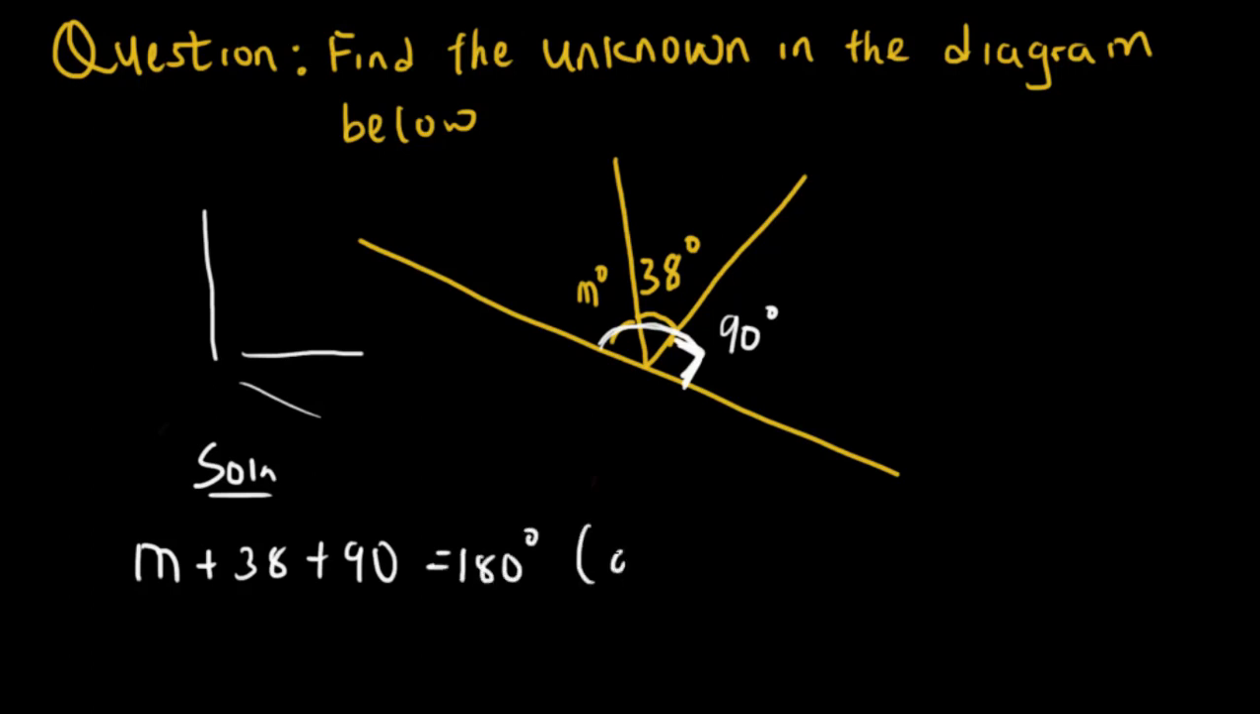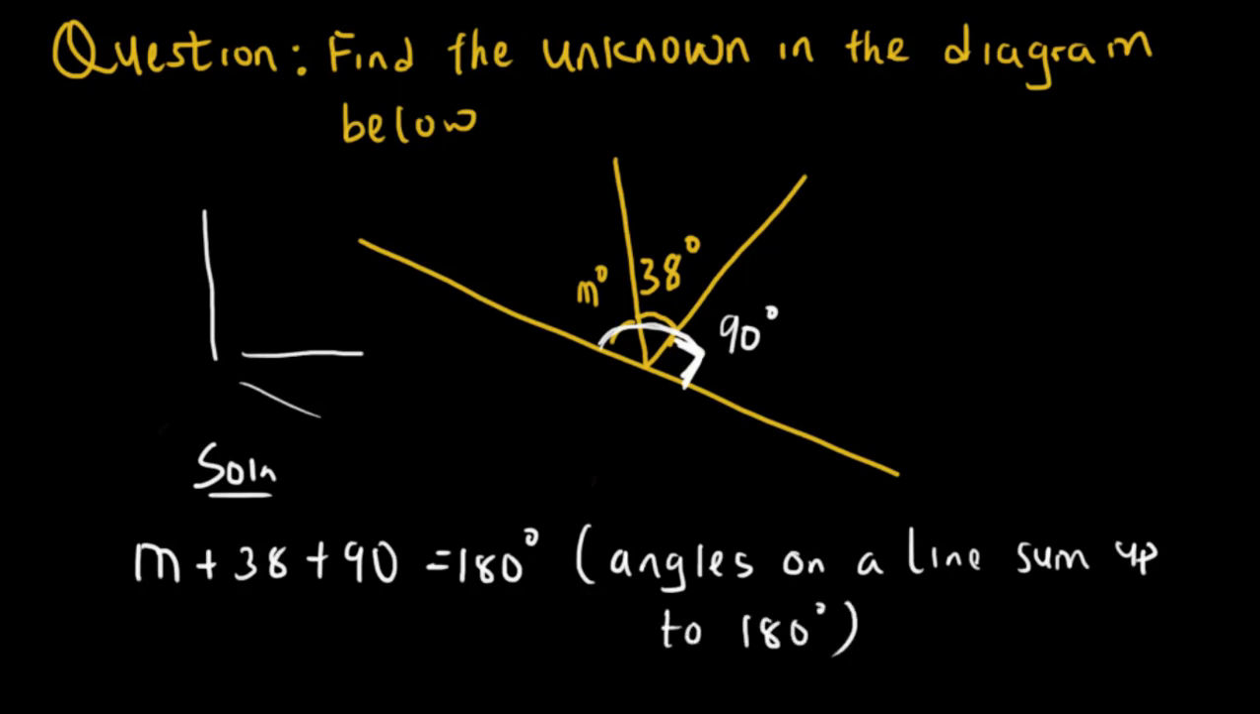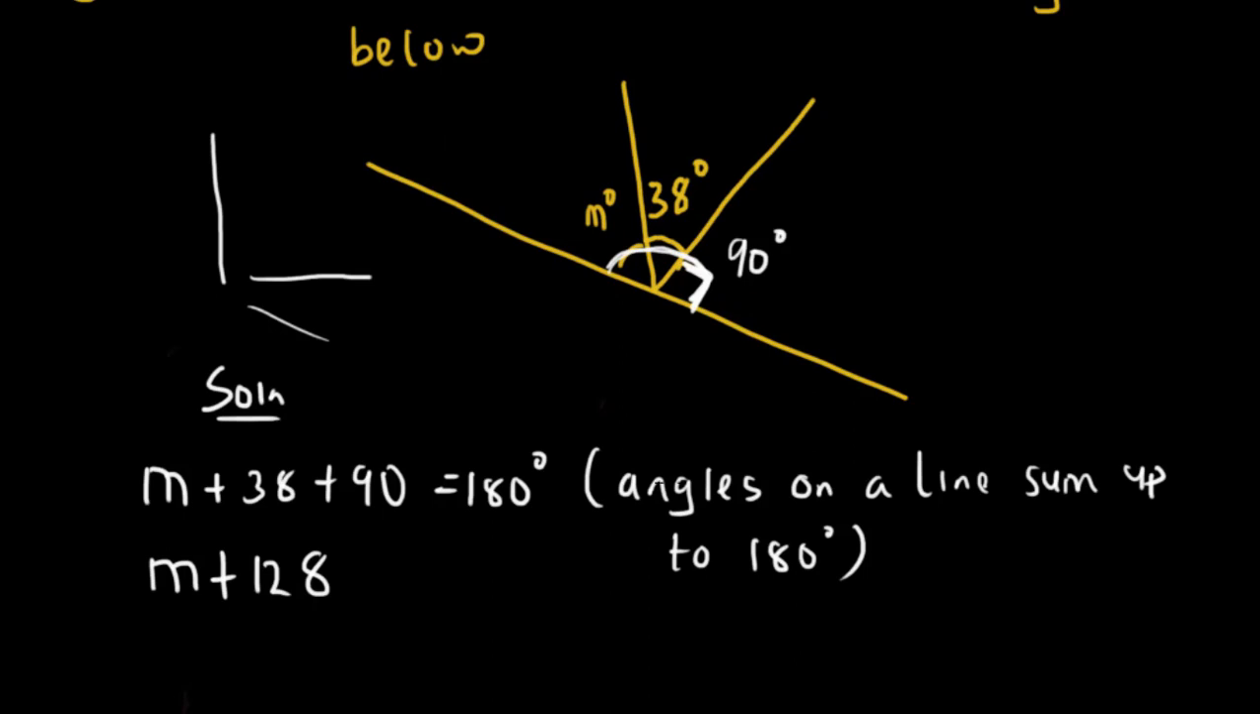Why? Angles on a line sum up to 180 degrees. Do you understand? So we have M plus 38 plus 90. 8 plus 0 is 8, 9 plus 3 is 12. So we have M plus 128 equals 180 degrees.